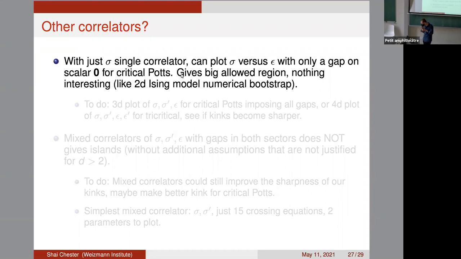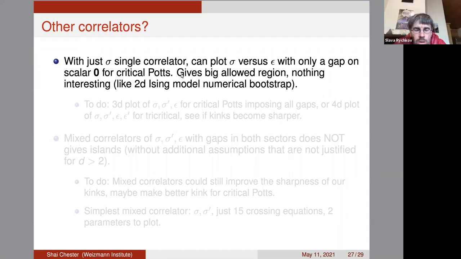This is very similar to the 2D Ising model numerical bootstrap, where if you bootstrap the 2D Ising model and only put in physical assumptions of how many relevant operators there are, you get garbage results. And so the only way to get nice results in the 2D Ising model is to put in these basically unphysical assumptions of putting in huge gaps.